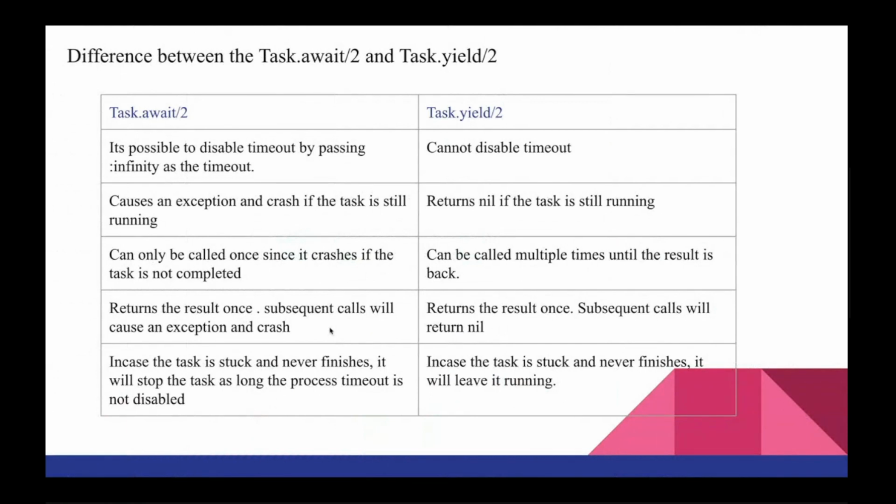Okay, so lastly, in case the task is stuck and never finishes, for the task.await, it will stop the task as long as the process timeout is not disabled. While with the task.yield, in case the task is stuck and never finishes, it will leave it running. So one handles the shutdown, but one does not handle the shutdown. So that means with the yield, we have to manually shut it down. With the await, at least it handles it. So let's see how this works.